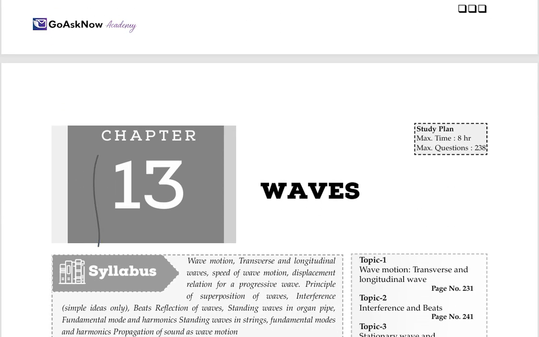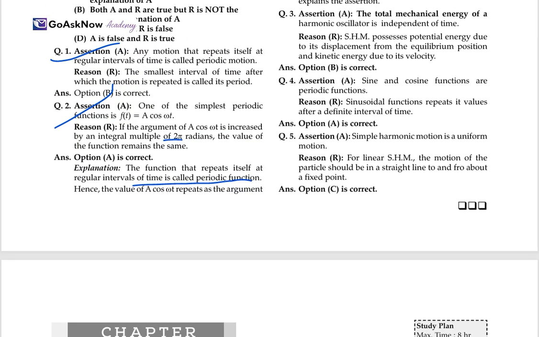Let's go with one more. Here, fourth one, the assertion is that the sine and cosine functions are periodic functions. The reason given is that a periodic function repeats its value after a definite interval of time. So, the assertion is the sine and cosine functions; yes, we have studied it. And also, a periodic function repeats its value. So, yes, both are correct, meaning both the assertion and the reason are correct.